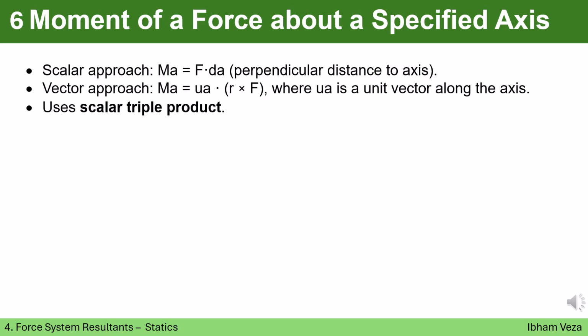Moment of a force about a specified axis. Sometimes we are interested in the moment about a specific axis rather than a point. This can be calculated using either a scalar approach based on perpendicular distance or a vector approach using the scalar triple product. The vector method projects the moment onto the desired axis.